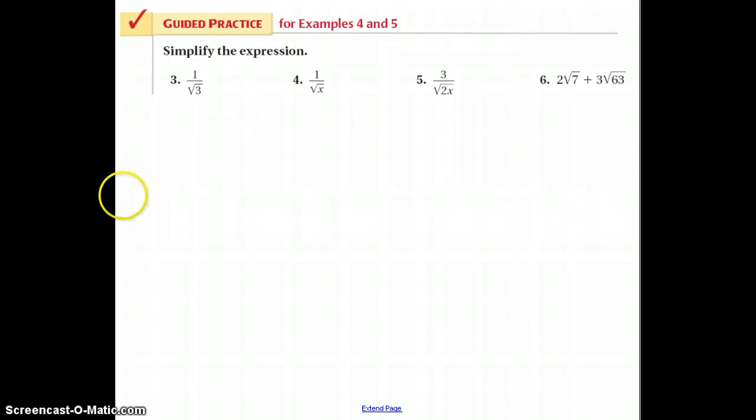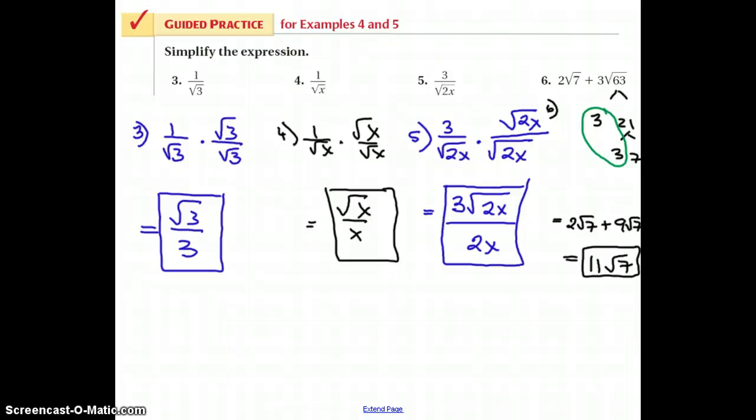Alright, so pause the video and try these 4 problems to see if you understand the concept. Alright, so here are the answers with work, and hopefully you can follow. I think 3, 4, and 5 are fairly self-explanatory, where you just have to rationalize the denominator. But I do want to explain number 6 a little bit.